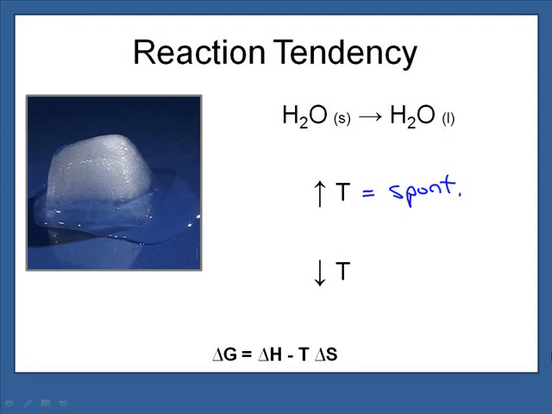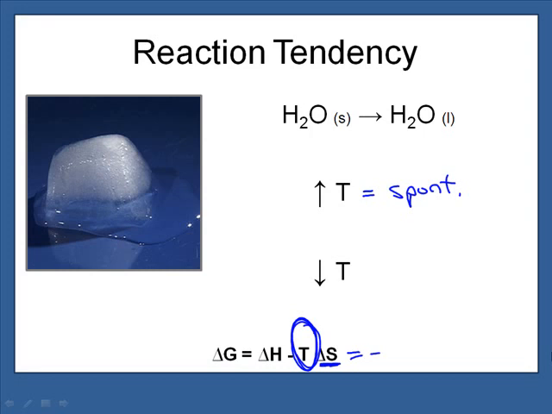Well, let's look at what happens here. If we have a really big T, a really big T will make our delta S more important. So it's going to be multiplied by a bigger number, which means we're going to be subtracting that bigger number, so that gives us a negative number.